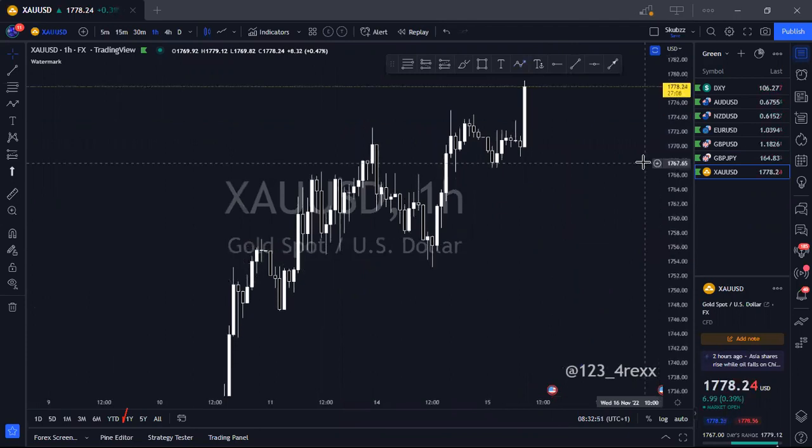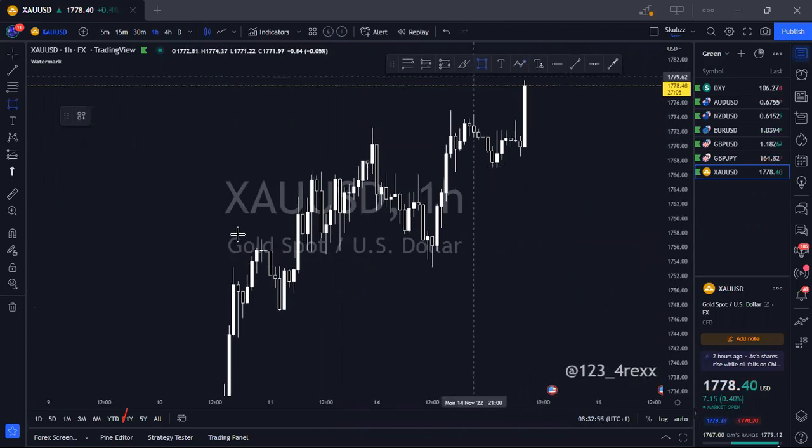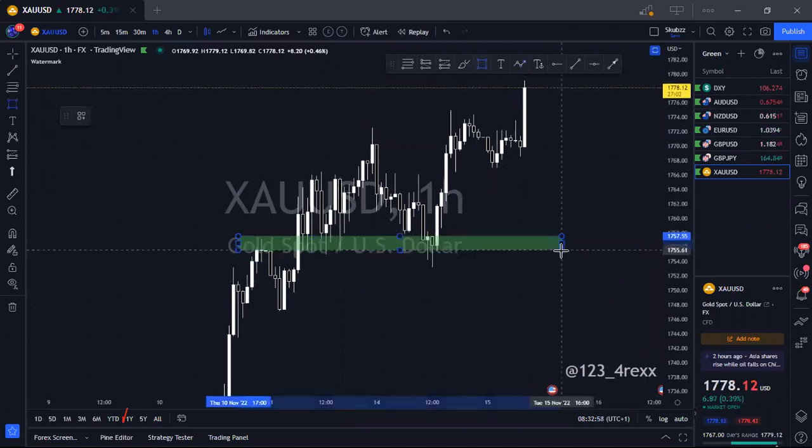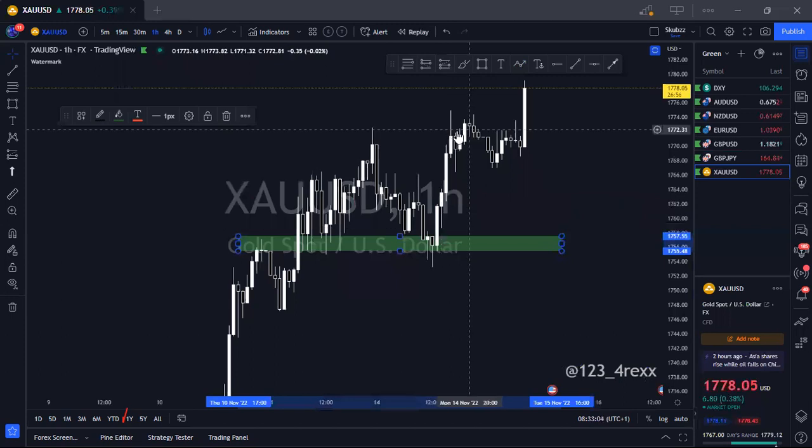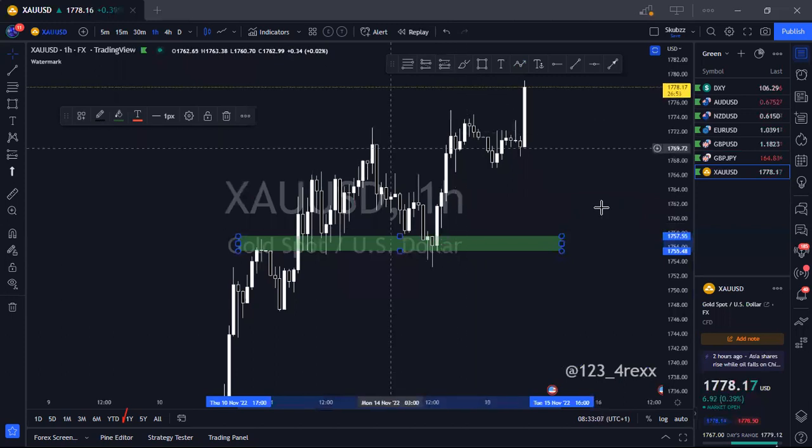So gold did what I think the GBP USD did. We had a break of structure here last week, and then we had a retest of it. This was yesterday. We tested it, and then we actually bought the upside.